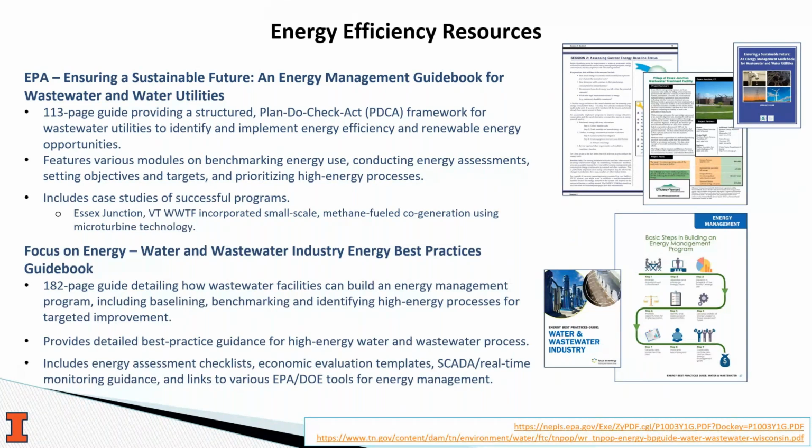On the slide, I have one highlighted from the Essex Junction wastewater facility in Vermont, which is highlighted in the guide itself. They used the guide's approach to implement small-scale methane-fueled microturbines, which help them generate electricity on site and recover waste heat. So this is an example of a small system that was able to improve energy efficiency using this structured framework.